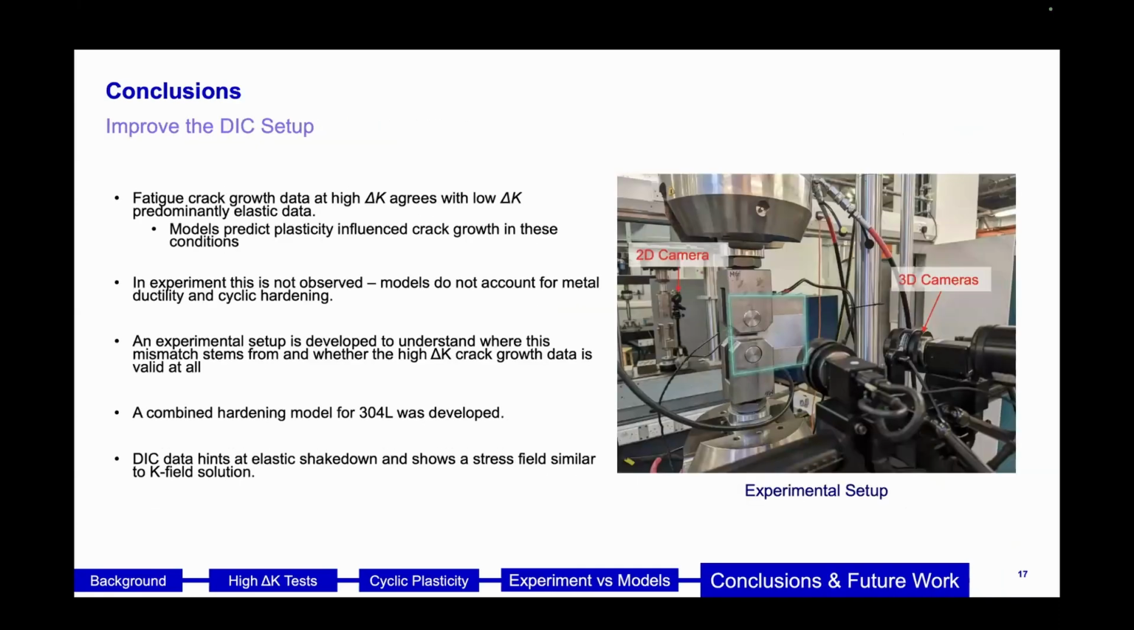Hopefully you now see the problem I'm trying to investigate: we have data that tells us there is an agreement in high delta K and low delta K tests, and yet so many things point towards plasticity effects and invalid tests. You've now seen the plan I'm using to address this. In the process, a combined hardening model was developed, and the initial DIC strain field looks quite interesting, given that it globally agrees with the K fields that we're prescribing at these loads.